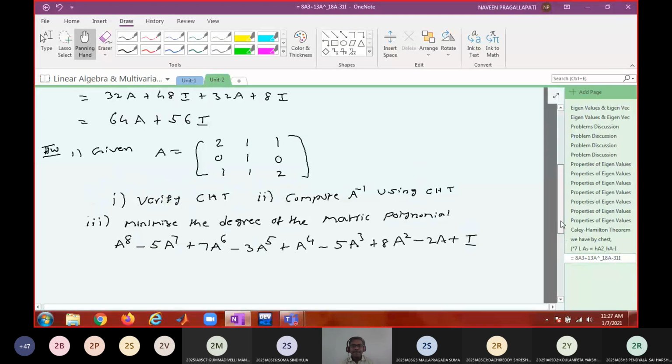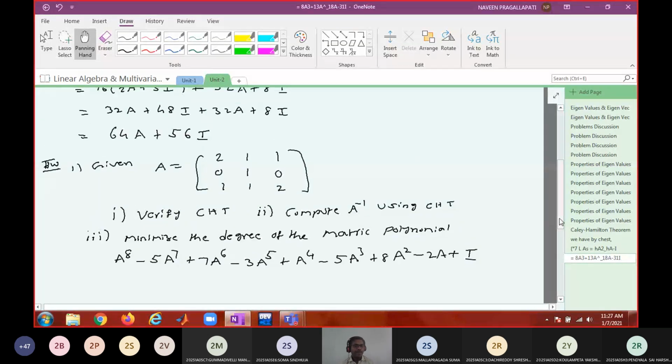Will you try this? Next class we will discuss diagonalization, which is a very important topic. So don't be absent for tomorrow's class. All of you try this homework problem.